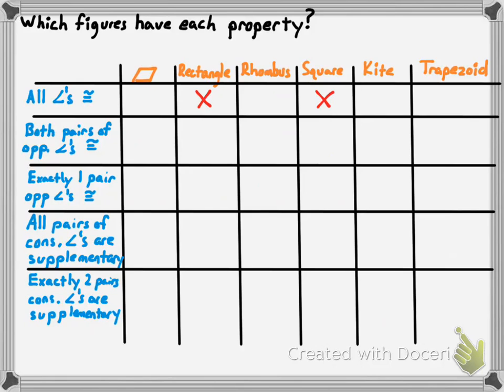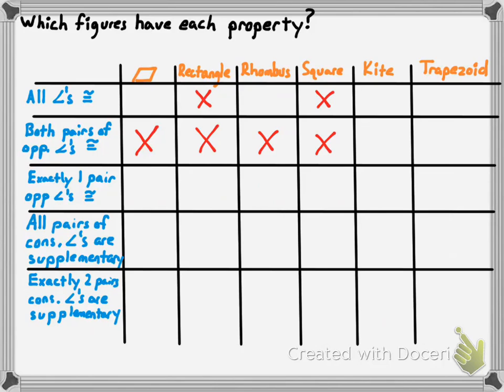All right, in which of these do you have both pairs of opposite angles congruent? Well, remember, showing that both pairs of opposite angles are congruent is a way to show that a quadrilateral is a parallelogram, right? So that's true in parallelograms, rectangles, rhombuses, and squares.